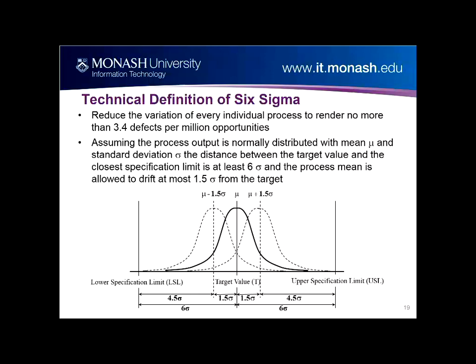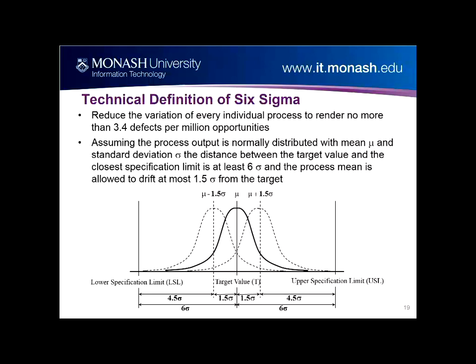That's what we say, the Six Sigma situation. Assuming the process output is normally distributed here, there is a variation of a mean. There's a variation of mean which can be 1.5 sigma away from the targeted value, and it can be upper side or lower side.